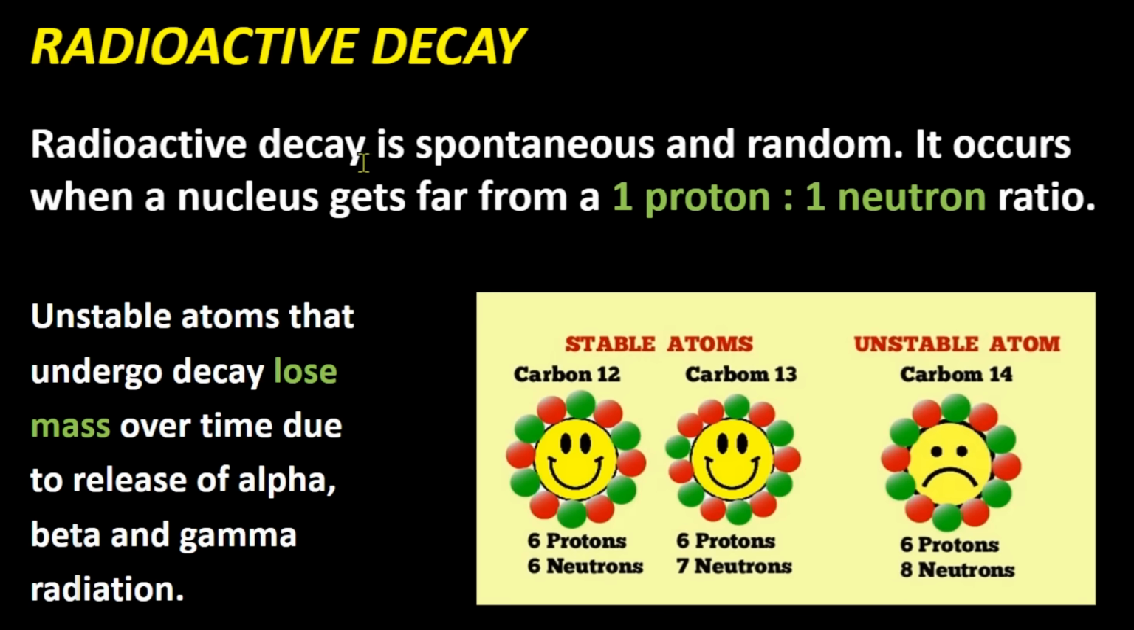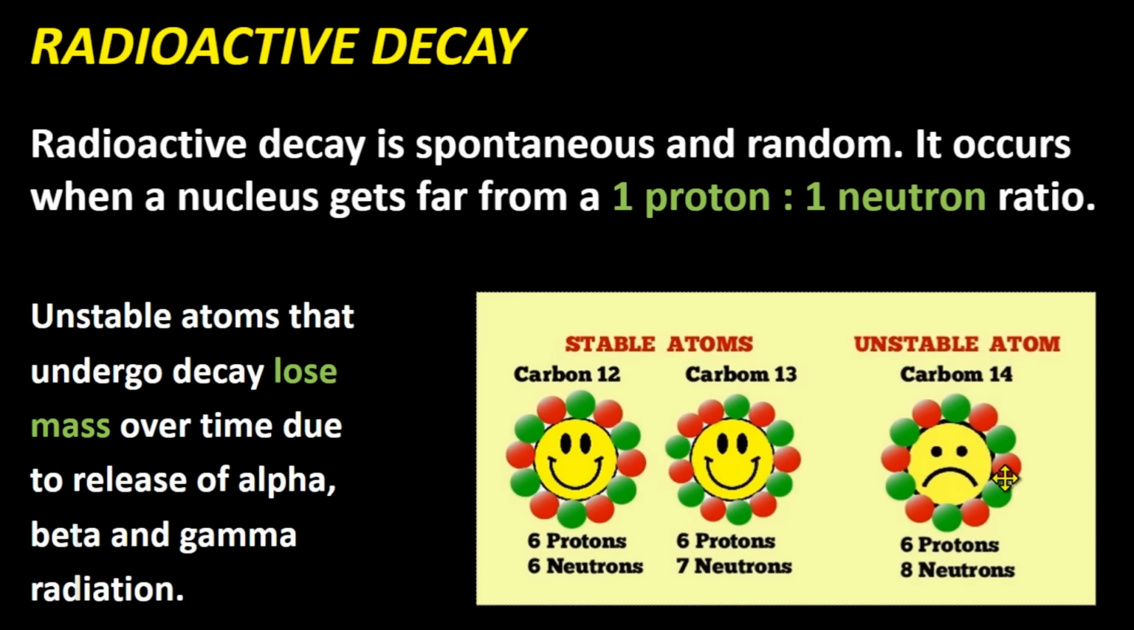Radioactive decay is spontaneous and random and occurs when a nucleus gets far from a 1 proton to 1 neutron ratio. So for example, here carbon-12 has 6 protons and 6 neutrons. That is an exact 1-to-1 ratio. That would be stable. Carbon-13 is also stable because it has 6 protons and 7 neutrons. That is still within the relative range.